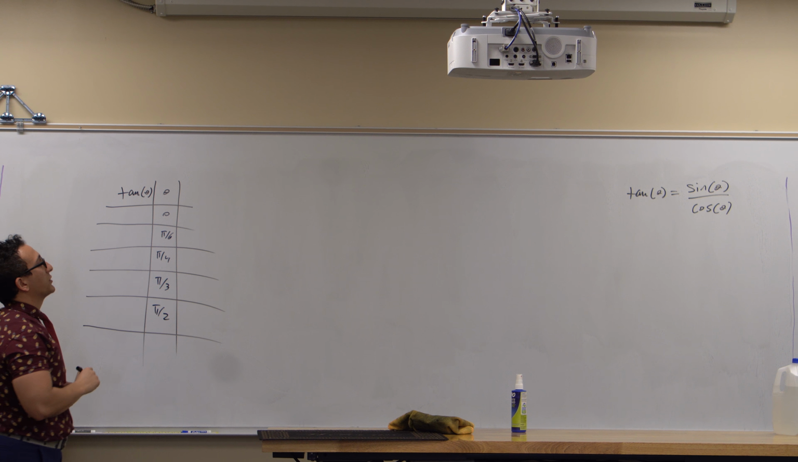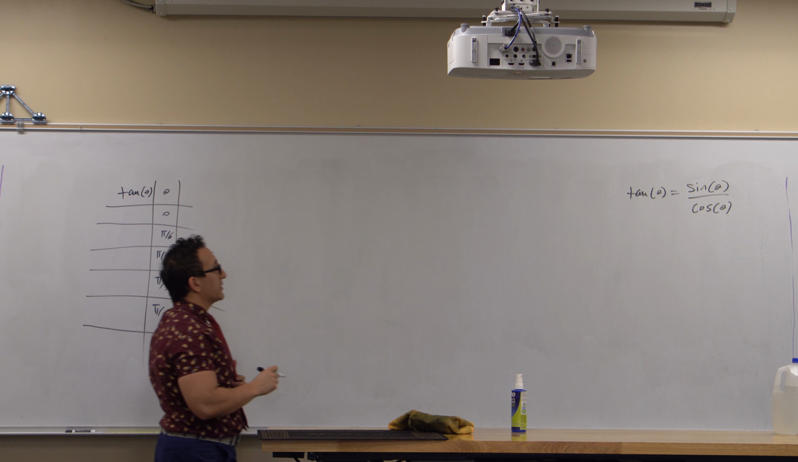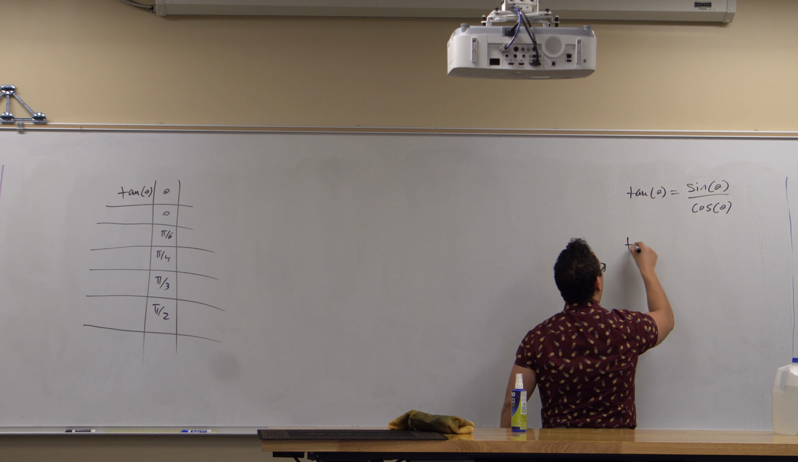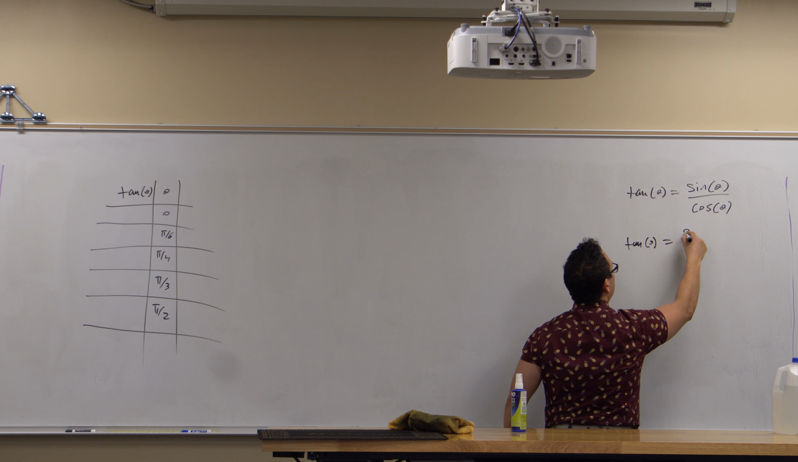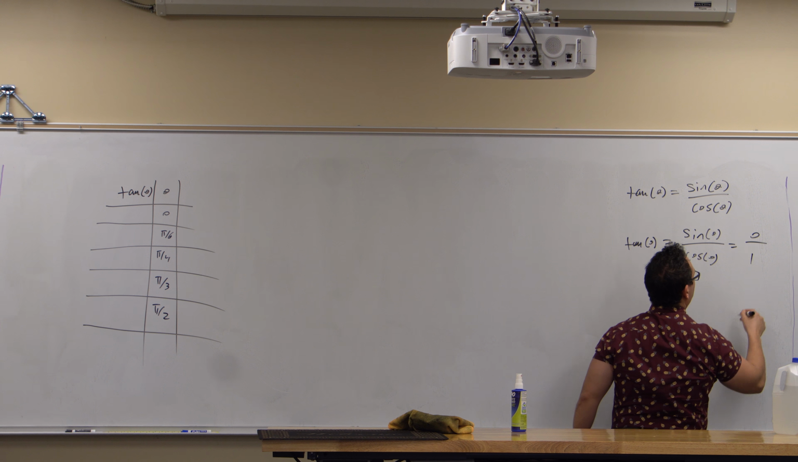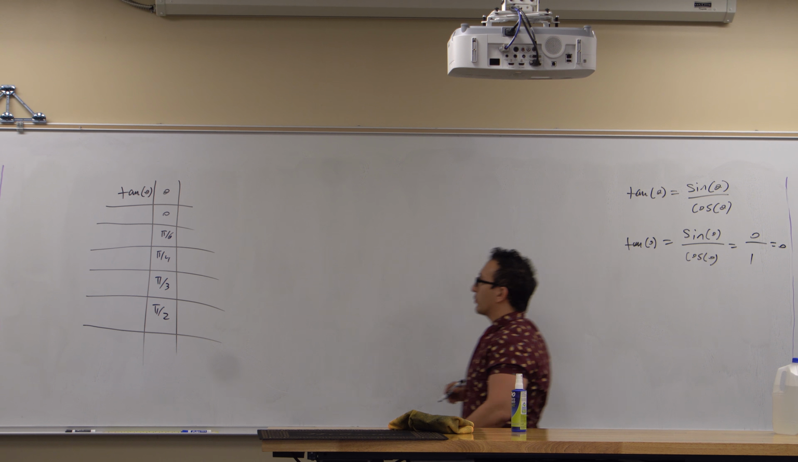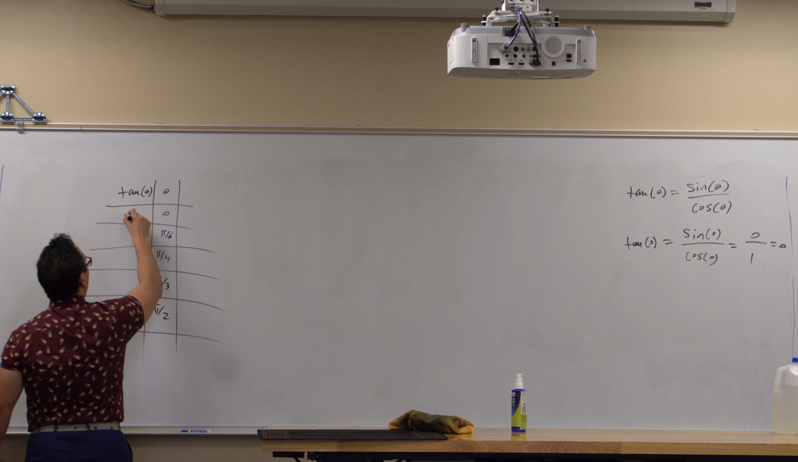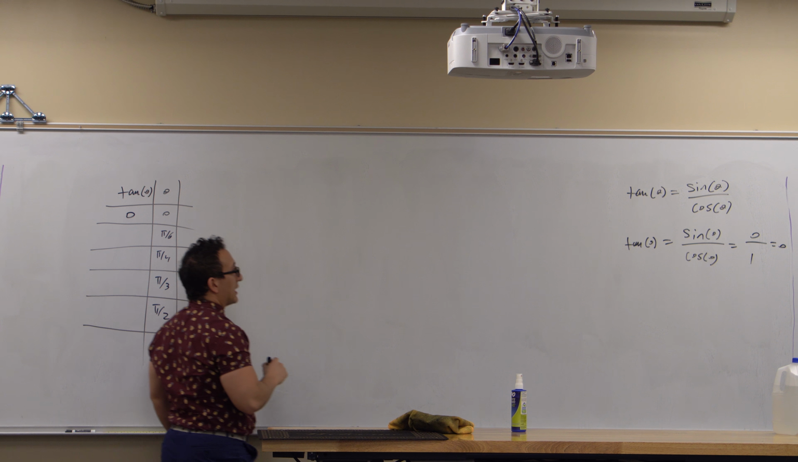Let's evaluate tangent. When we ask what is tangent of 0, we're really asking what is sine of 0 divided by cosine of 0. So we know sine of 0 is 0, and cosine of 0 is 1. So we know this overall thing breaks down to be 0. Okay, so what is it at pi over 6?